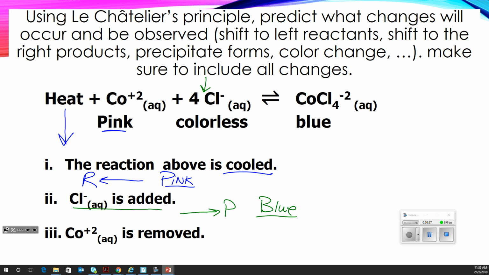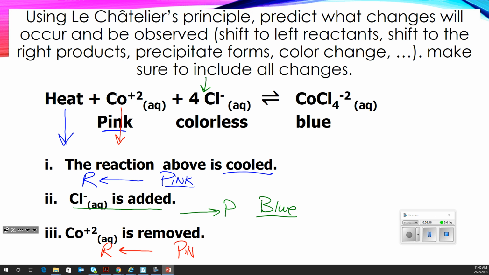Okay, and then if we take out CO2, and this one threw off the last class, so let's see if you guys do it right. If I take out CO2, where's it shifting? Shifting towards the reactant, so what color is it going to be? It's going to be pink.